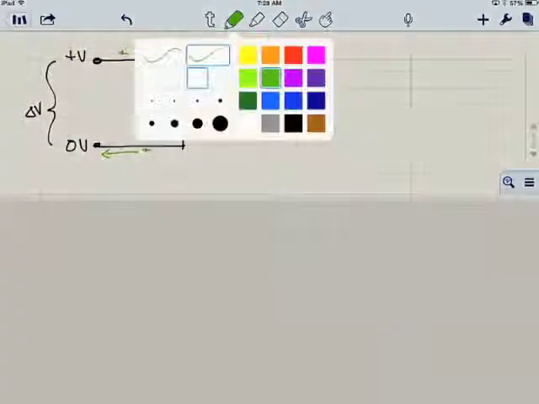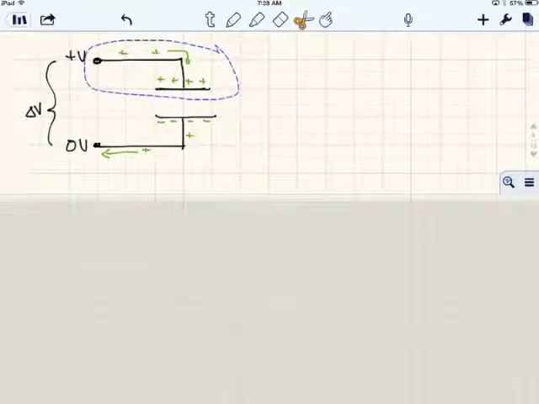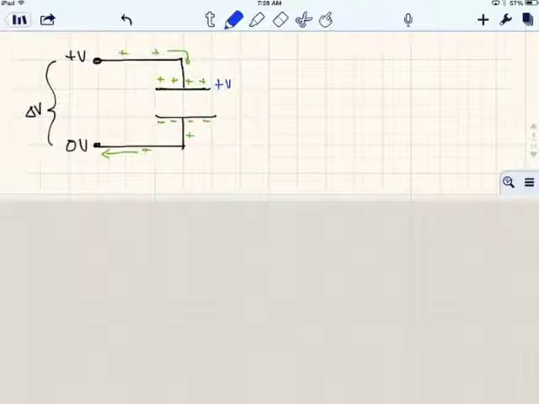When this reaches equilibrium, because this is a metal conductor, then we know that the entire top region has to be at the same electric potential. So the top plate has to be held at a potential of plus V, and the bottom plate has to be held at a potential of 0 volts. So now across this parallel plate capacitor, you also have this change in voltage.